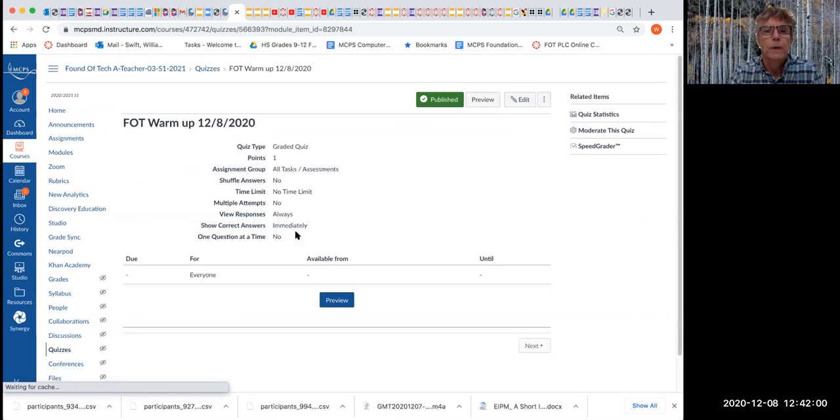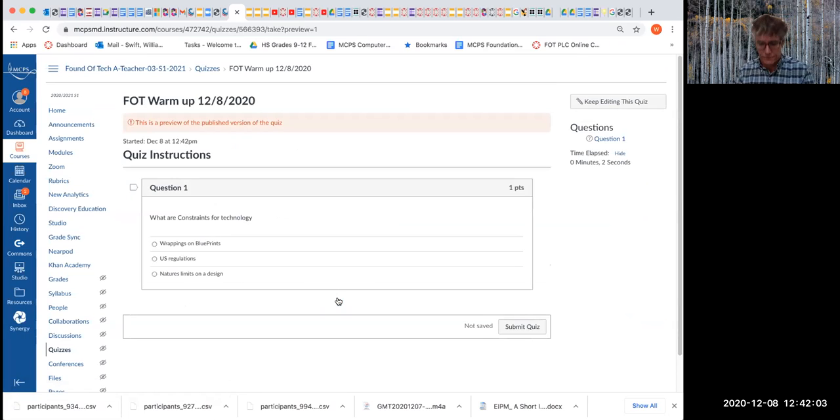Let's do our warm-up. I will call on someone for this. I have my beautiful random calling app now. Okay, so what are constraints for technology? That's our big question. What are constraints for technology? All right, I'm going to call someone. Let's see. Jackson Blanco Prudencia. What are constraints for technology? Are they wrappings on blueprints, US regulations, or nature's limits on a design?